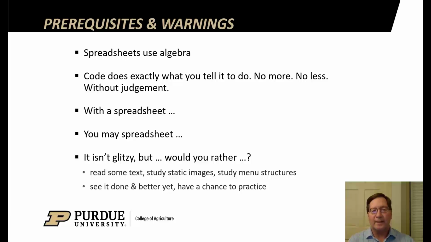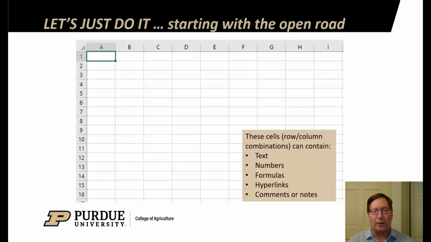And so this workshop may not be glitzy, but would you rather read some text, study some static images, and look at menu structures, or would you rather see it done and, better yet, have a chance to practice doing what it is that you see? So without much further ado, we're just going to do it. To me, this is like the open road. Give me an empty spreadsheet. Of course, in those cells, we can put text and numbers and formulas, hyperlinks, comments, and notes.